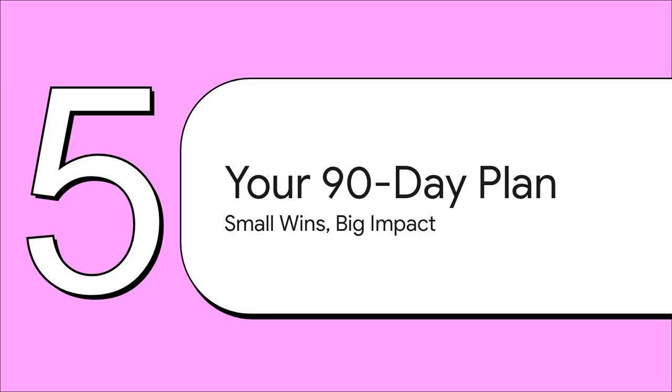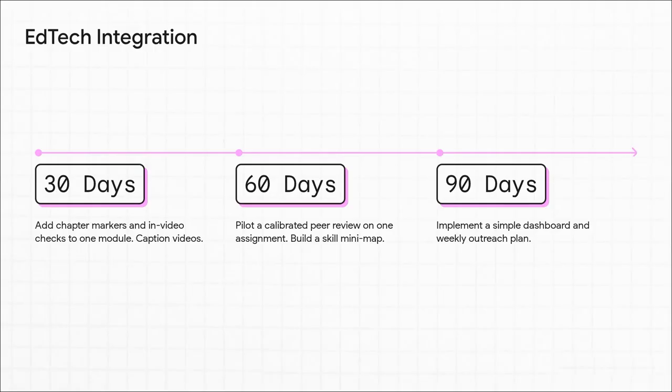Okay, I know what you might be thinking. This all sounds like a lot, but this isn't about flipping a switch and changing everything overnight. The research is super clear on this. Small, steady wins are way more effective than one giant launch that fizzles out. So here's a super practical 30, 60, 90-day plan you can adopt from Dr. SG's research. In the first month, just add a few chapter markers to one video. That's it. By day 60, maybe you try out one peer review assignment. By day 90, you're just starting to look at the data once a week. It's all about making small, sustainable progress.